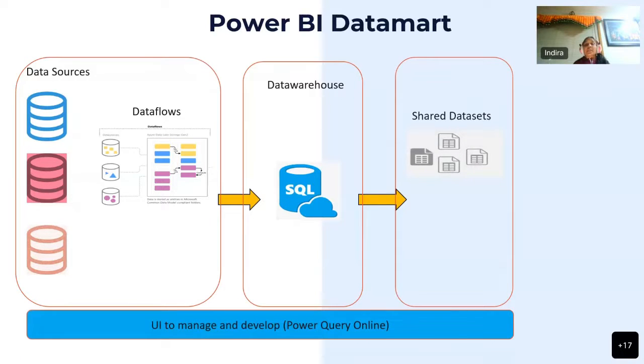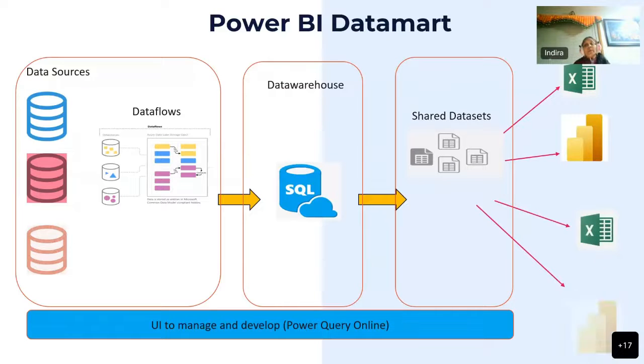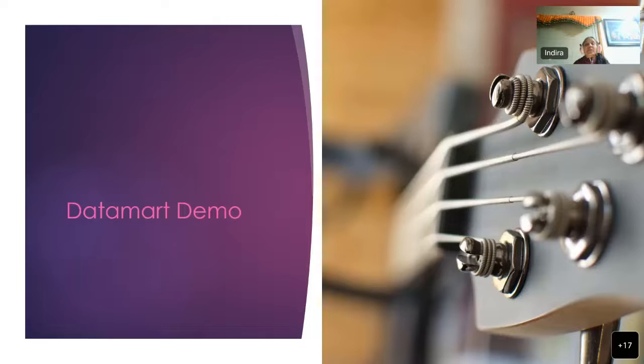All these three layers happen with a UI to manage and develop, the Power Query Online. You might all be familiar with Power Query. So citizen developers can use Power Query Online, and then all this happens. And then you can use these shared data sets in your Excel and Power BI reports. So that's in brief the architecture of the Power BI data mart.